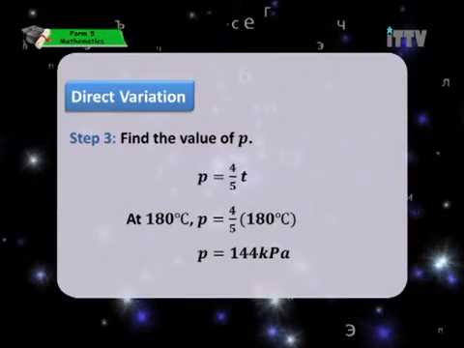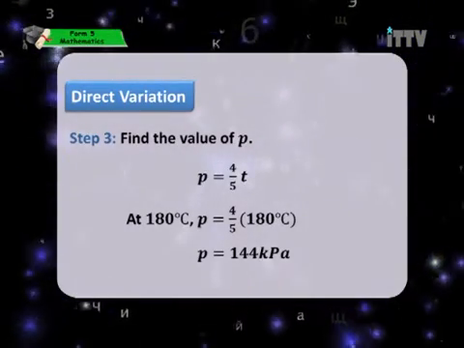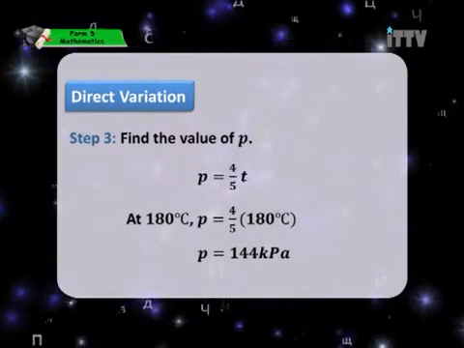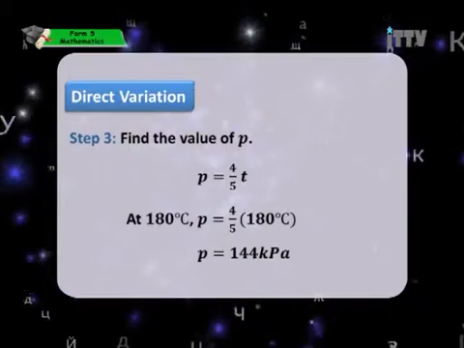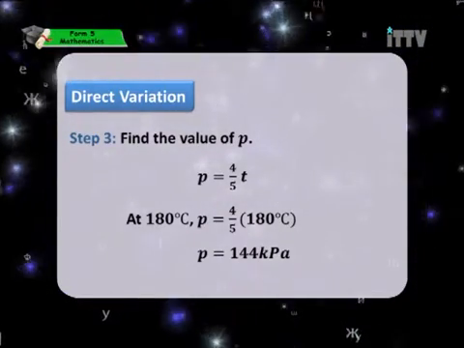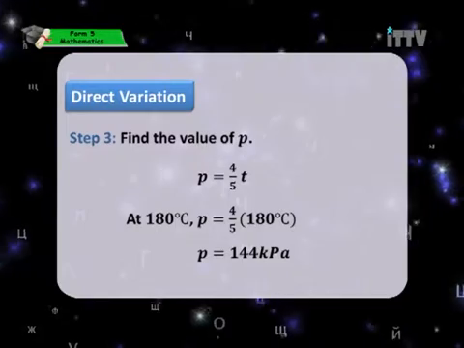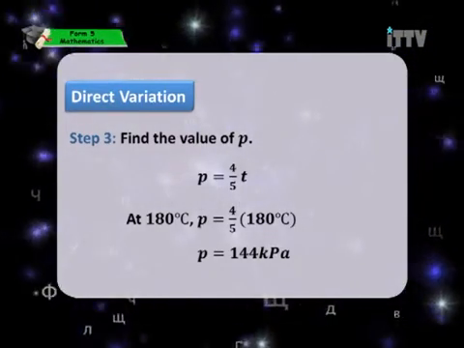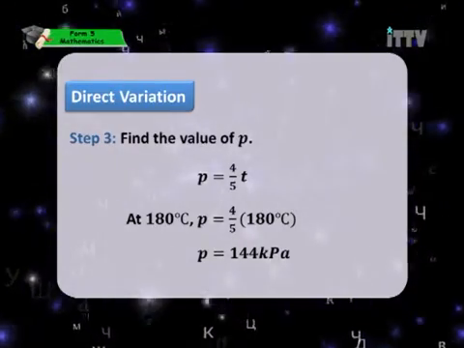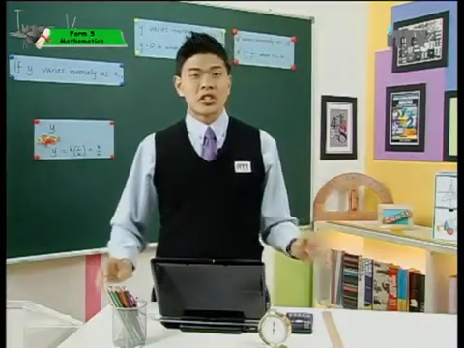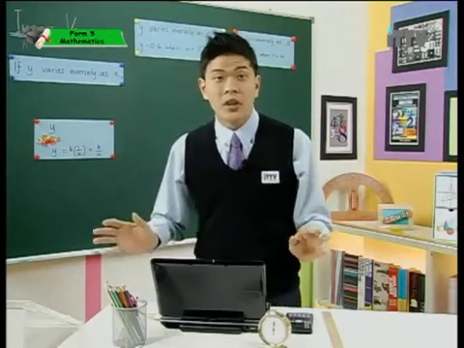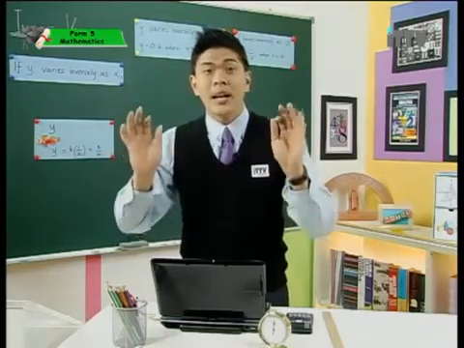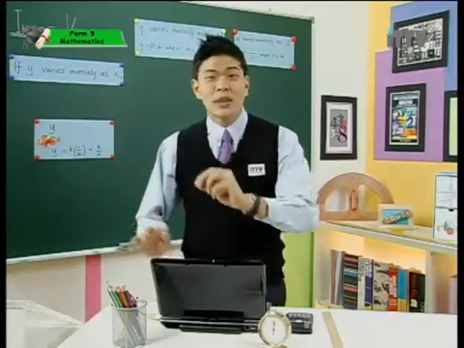And finally, step 3, find the value of P. So P equals 4/5 T at 180 degrees Celsius. P equals 4/5 multiplied by 180. The pressure is 144 kilopascals. Alright, so remember, direct variation: if one quantity increases, the other will follow. If one decreases, the other will also decrease. So remember the pattern of change between the 2 variables.